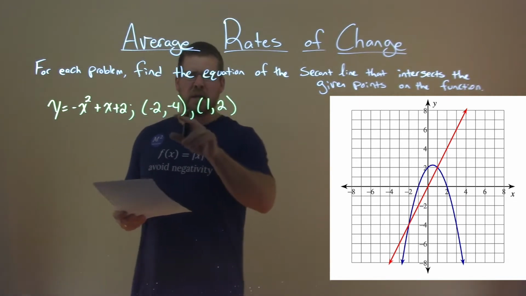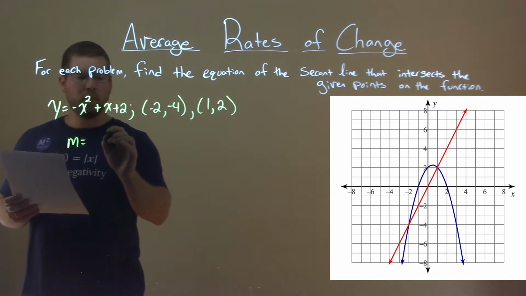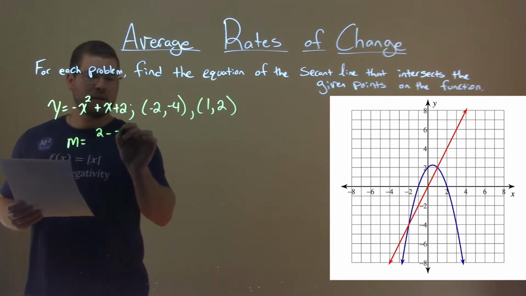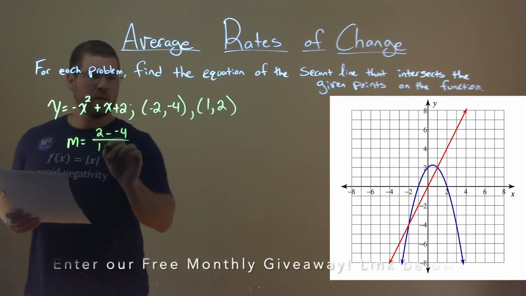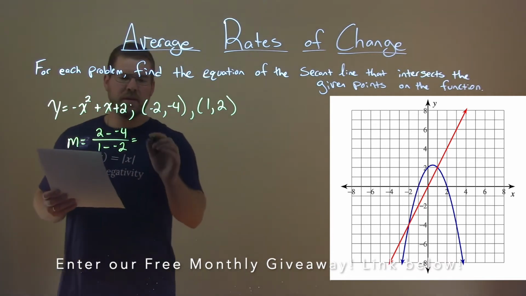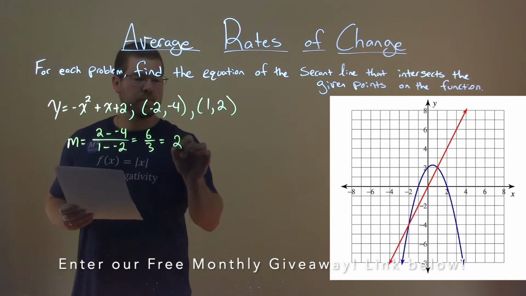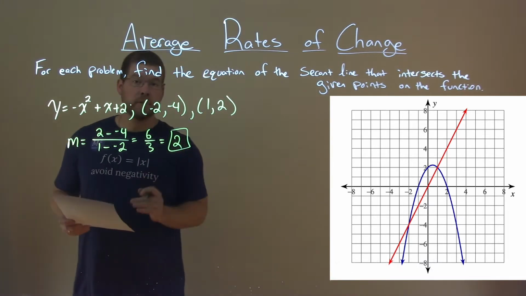We're just finding that secant line. So slope here, our slope is m equals y2 minus y1, so 2 minus negative 4, over 1 minus negative 2, x2 minus x1. And that comes out to be 6 over 3, and that's just 2. And so my slope here is 2.